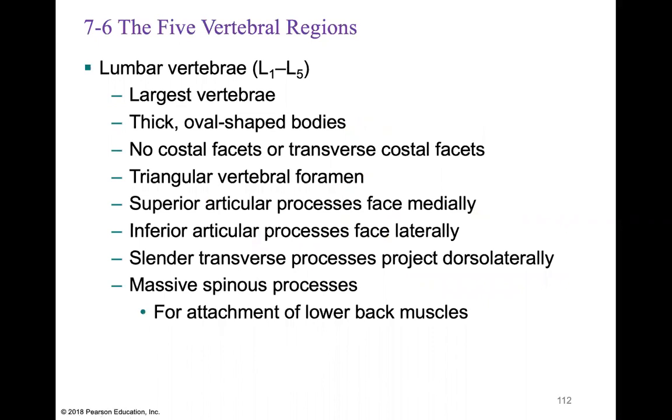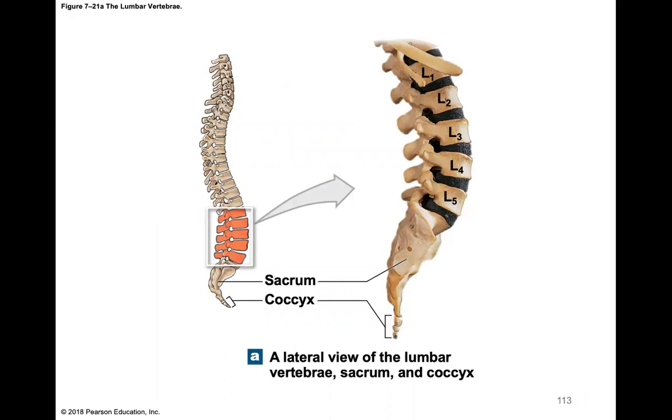Your lumbar vertebrae, these are your largest vertebrae. They have very thick oval-shaped bodies. There are no costal facets or transverse costal facets. They have a triangular vertebral foramen. And they also have massive spinous processes, and that's really for attachment of the very large back muscles. The bodies are big because this is where a bulk of your weight is going to be transmitted down.